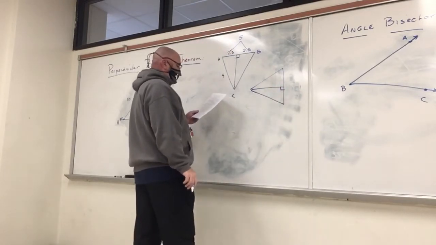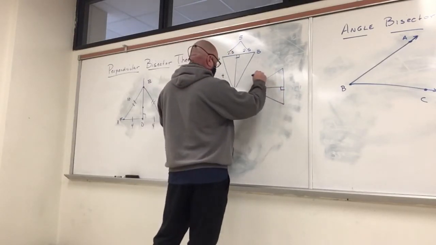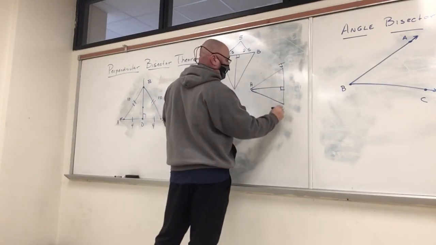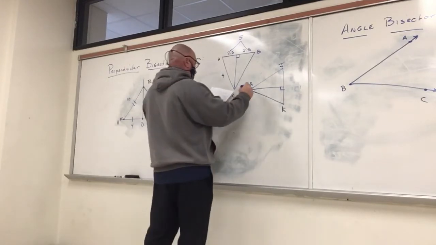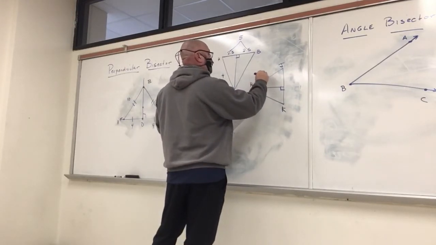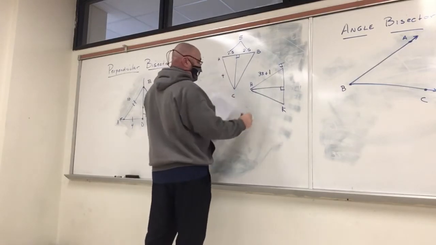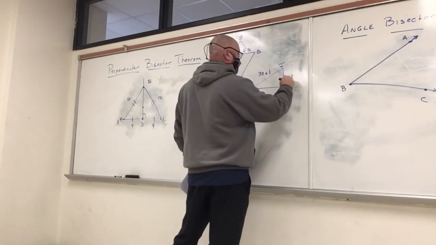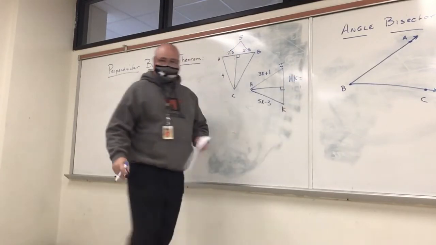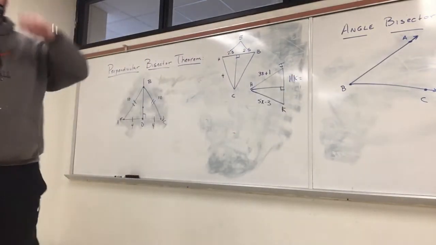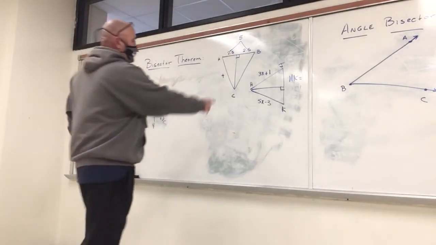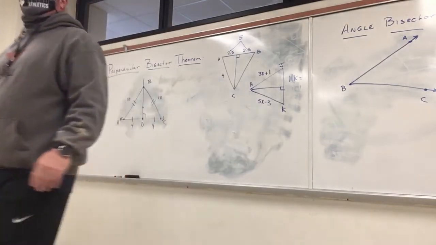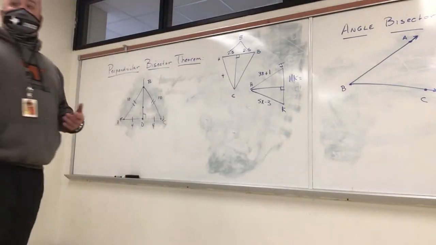Got a perpendicular bisector dropped. This side, we'll call this H, we'll call this J, and we'll call this K. HJ is 3x plus 1. HK is 5x minus 3. I want to find what HK is equal to. HK is right here. Well, coach, it's equal to 5x minus 3. Yeah, I understand that, but that's not what I'm looking for. I'm looking for what is the measure.